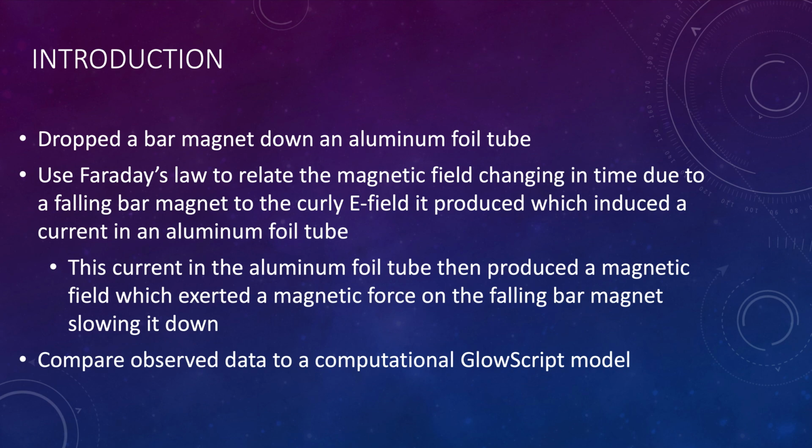So in this lab, we dropped a bar magnet down an aluminum foil tube, and we used Faraday's law to relate the magnetic field changing in time due to the falling bar magnet to the curly E field it produced, which induced a current in the aluminum foil tube. And then this current in the aluminum foil tube produced its own magnetic field, which exerted a magnetic force on the falling bar magnet, slowing it down. And then we compared our observed data to the computational GlowScript model.